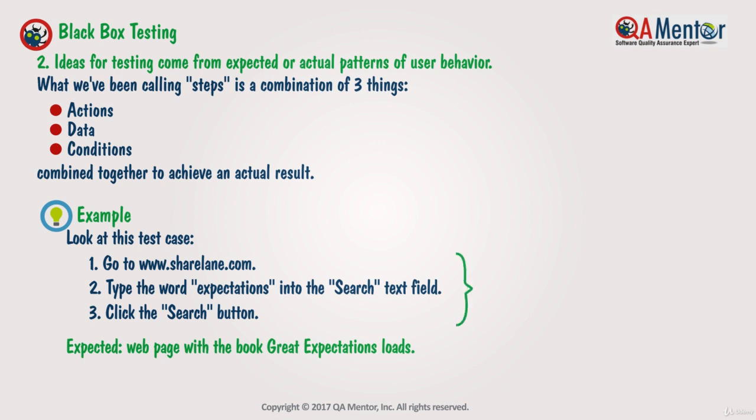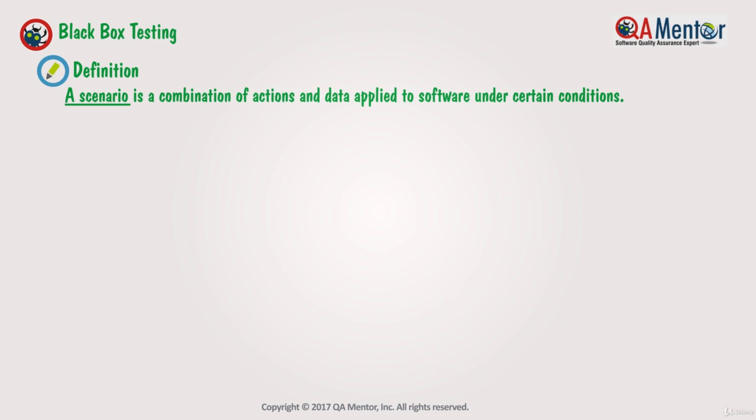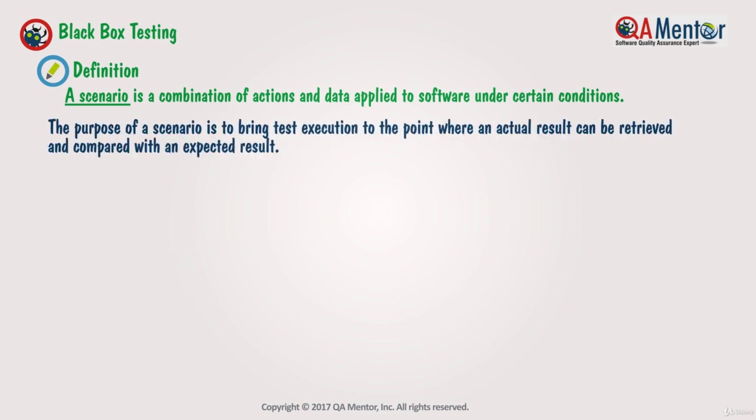Steps 1 through 3 inclusively are actions. The text expectations is the data. If the scenario assumes that book is in the DB, then the condition is the DB has data about a book with the word expectations in its title. A scenario is a combination of actions and data applied to software under certain conditions. The purpose of a scenario is to bring test execution to the point where an actual result can be retrieved and compared with an expected result.